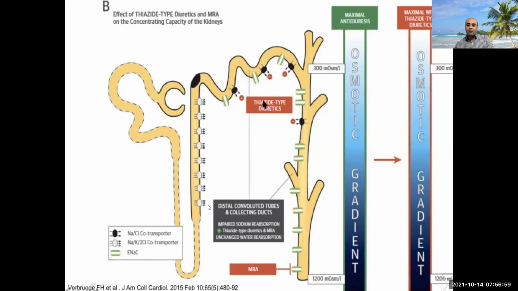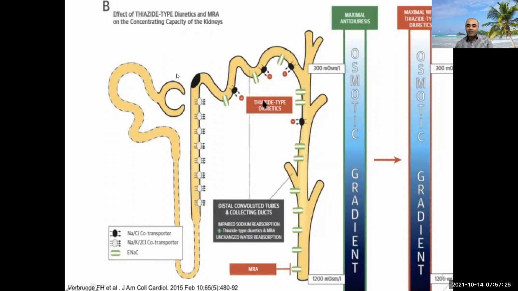What happened? The thick ascending limb of the loop of Henle, the site of action of Lasix or furosemide, is still working. I am not touching this channel now. Sodium is reabsorbed here and keeps your osmotic gradient. This draws the water by osmotic gradient and keeps your osmotic gradient the same as in a normal person.